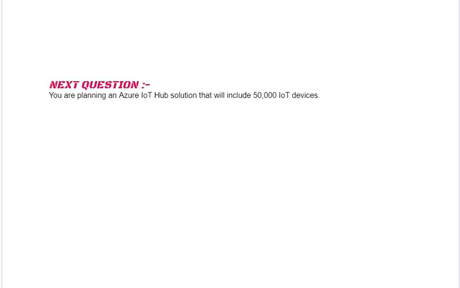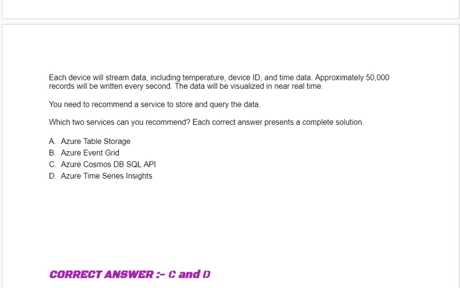Question is, you are planning an Azure IoT Hub solution that will include 50,000 IoT devices. Each device will stream data, including temperature, device ID, and time data. Approximately 50,000 records will be written every second. The data will be visualized in near real time. You need to recommend a service to store and query the data. Which two services can you recommend? Each correct answer presents a complete solution.